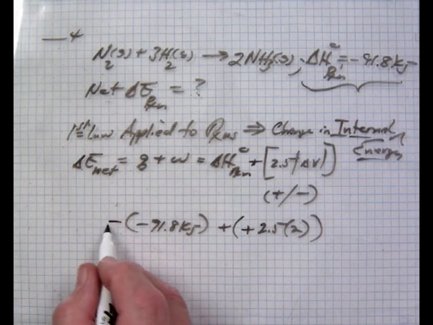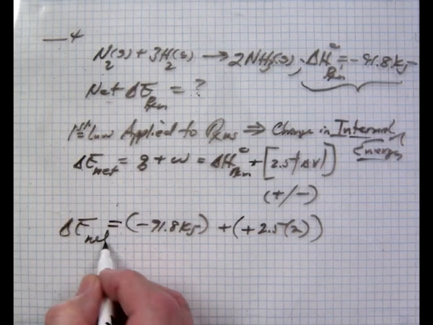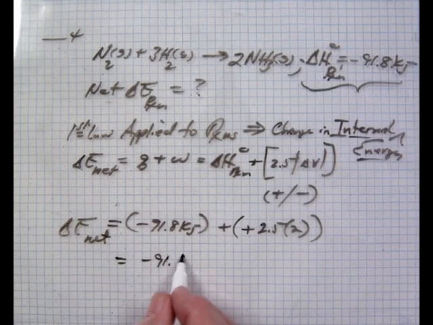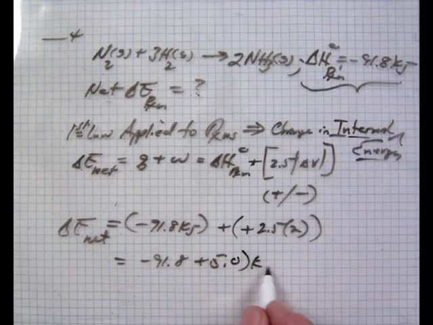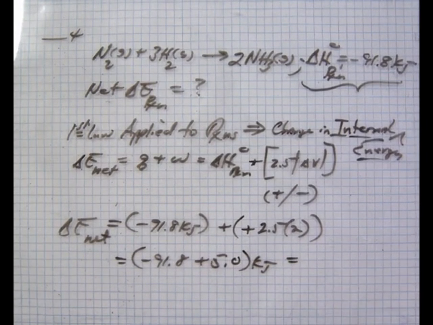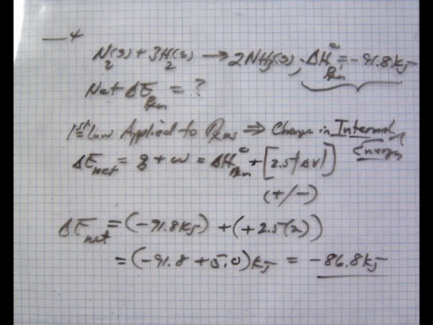And then we have the delta E net, which is minus 91.8 plus 5.0, all in kilojoules, and that will be the net. Okay, so the net energy change is 86. It's still exothermic relative to the big picture of the reaction.